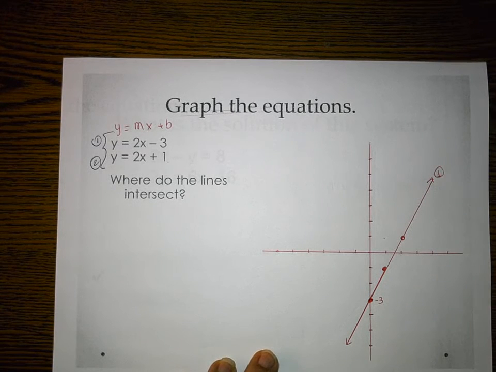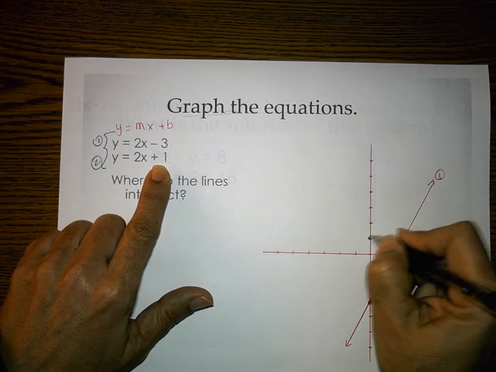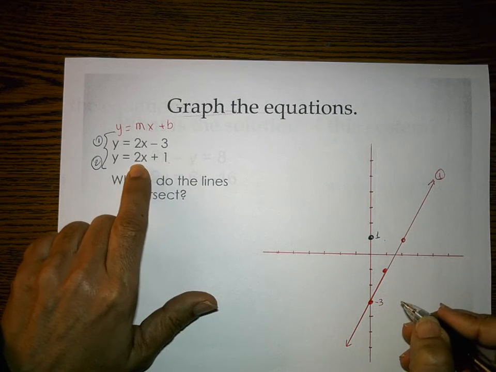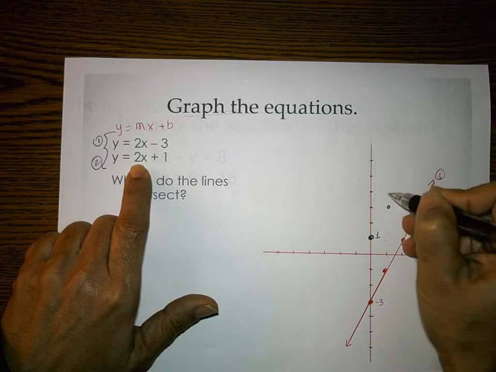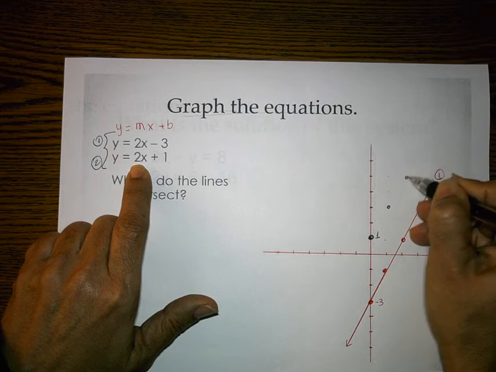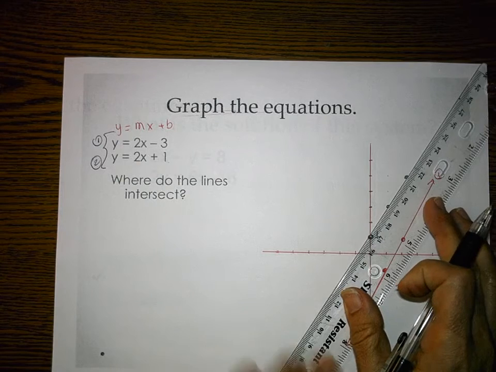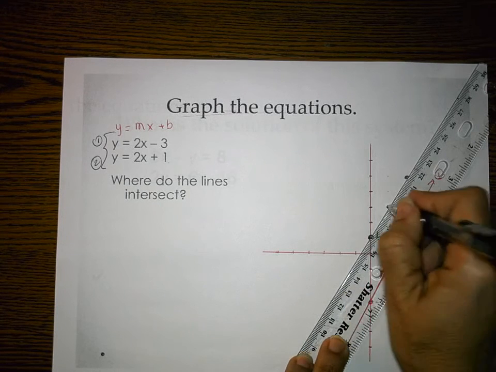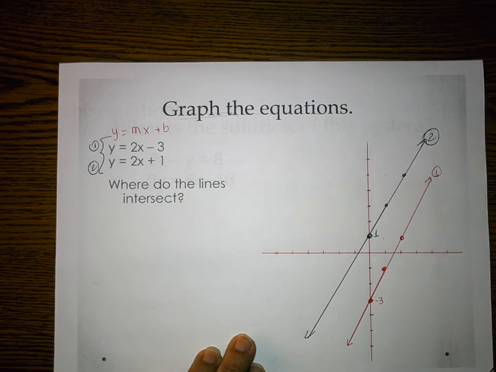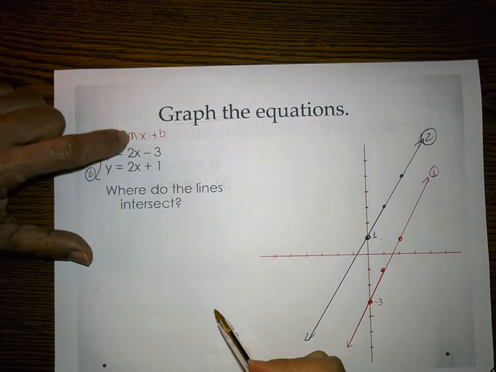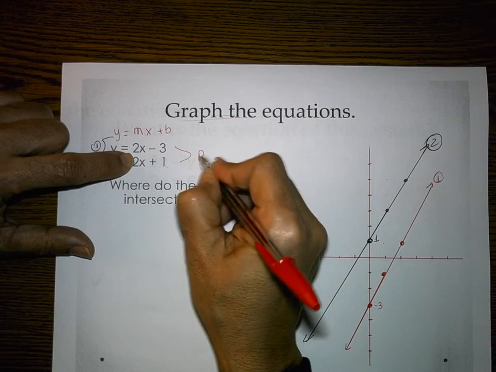Now let me do my other line over here. Looks like I'm at a y-intercept of 1 right here. That's my y-intercept of 1. But I'm also going up 2 and running 1. Up 2, run 1. Up 2, run 1. And there you go. And this is my line number 2. As you can see, you should have suspected right from the beginning, because of the slope of these two equations, the m value, which is the slope, is the same. These two lines are parallel.